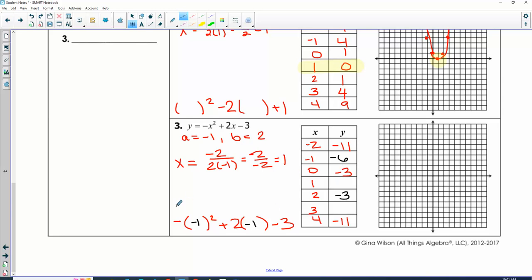If you put in 1, you have the opposite of 1 squared plus 2 times 1 minus 3. I think you missed the negative. You didn't put the negative in front. So 1 should give us negative 2. And 3 gave us negative 6. Okay.